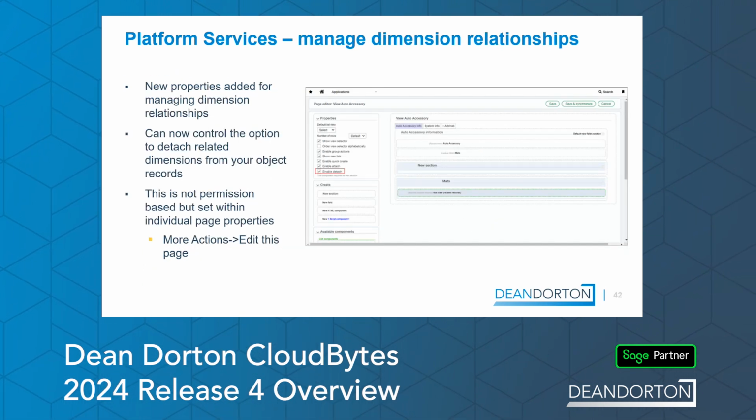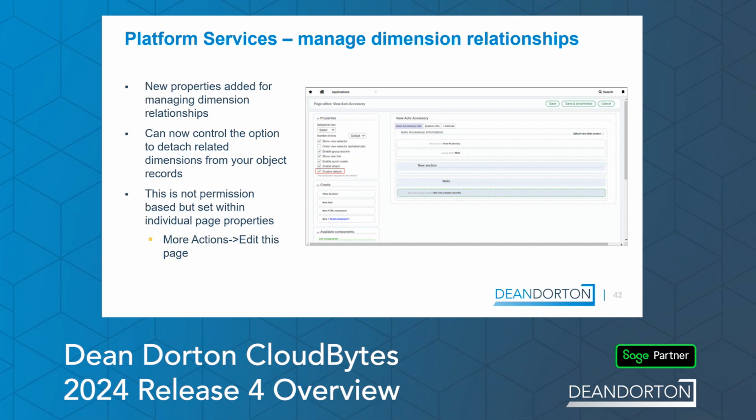You can now better manage or more easily manage dimensional relationships. New properties added for managing them. You can control the option to detach related dimensions from your object record. So you've got more control of not really creating them, but managing, ending that connection with them. So more capabilities to be more flexible with your dimensional relationships.